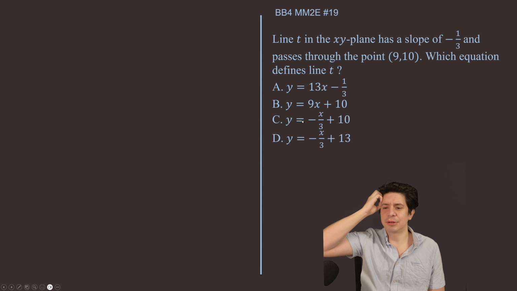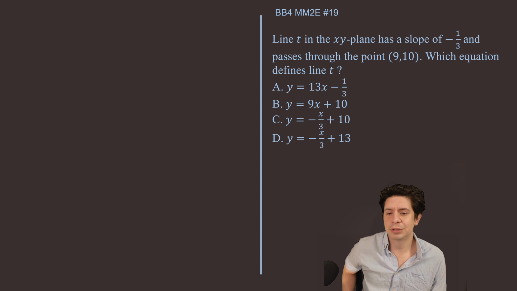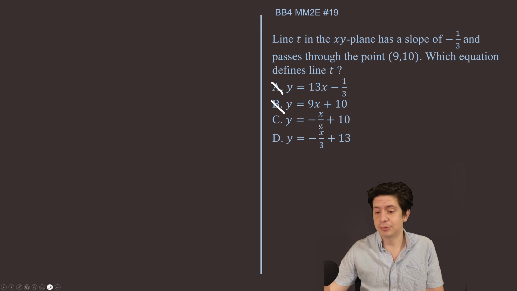Line T in the xy plane has a slope of negative 1/3 and passes through the point (9, 10). Which equation defines line T? So slope of negative 1/3, so we can eliminate A and B, and it passes through the point (9, 10). So I would just graph these on Desmos.